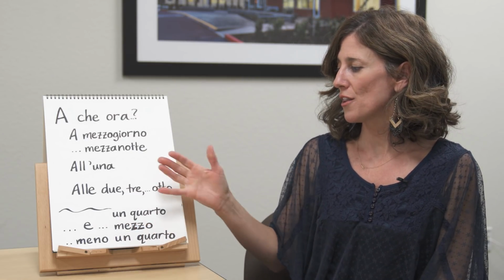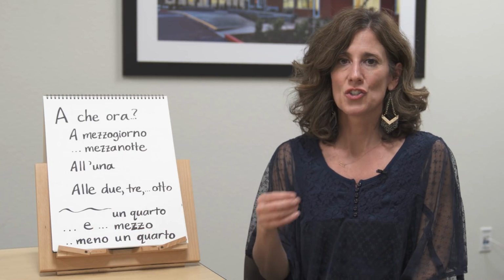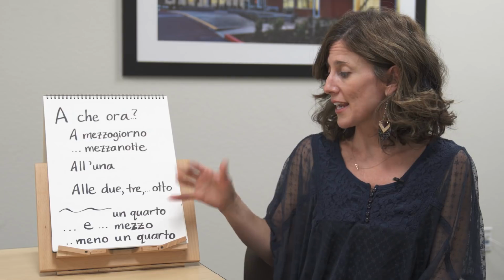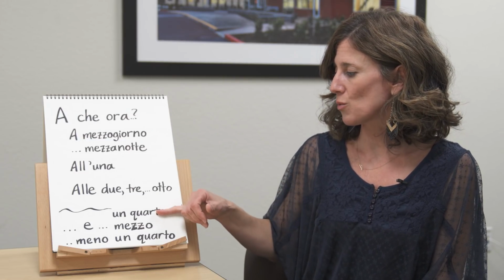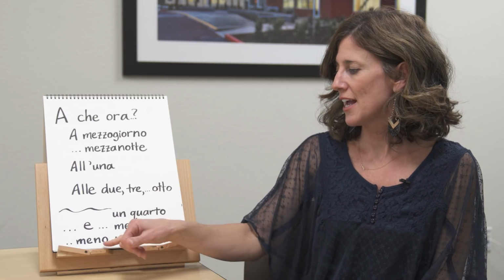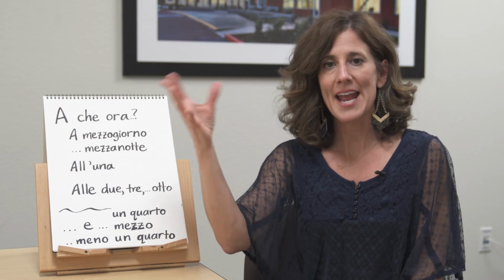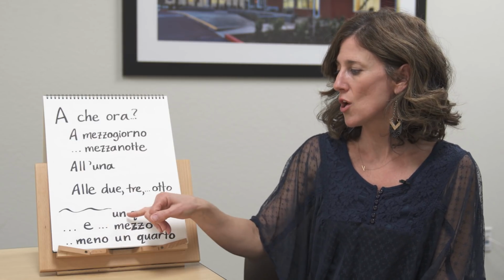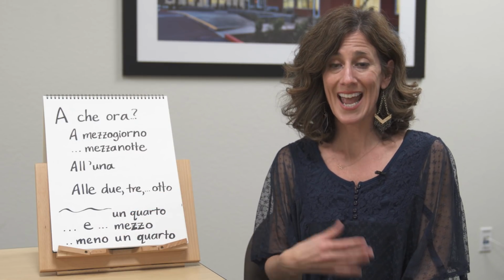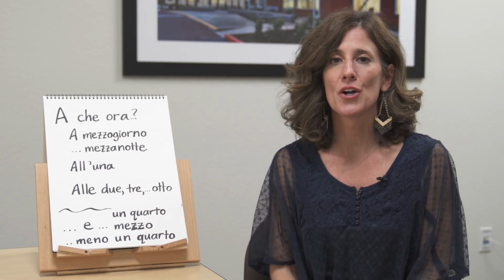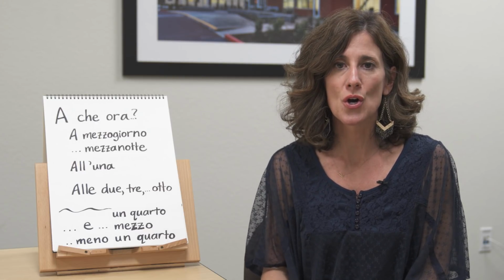When you talk about the minutes part of the time, all you do is add an e. So the e means and, and then you say the number of minutes that there are. I didn't write any of the numbers down for minutes, but what I did was write a quarter, a half, and minus a quarter, because that's what Italians use a lot when they tell time. They'll say a quarter past 8, for example. So you would say è un quarto. If you want to say half past the hour, you say è mezzo.